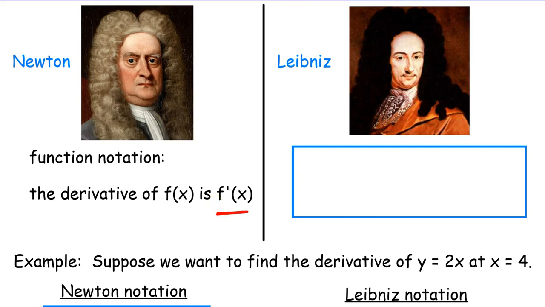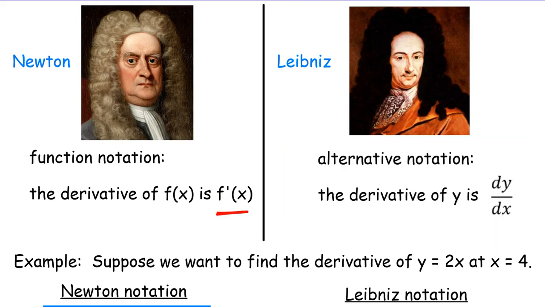Now Leibniz was doing his own thing, and so he's credited with this other notation. So suppose instead of calling a function f of x, we just call it y, and then the way we describe the derivative symbolically is dy dx.